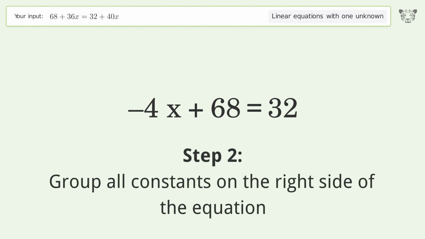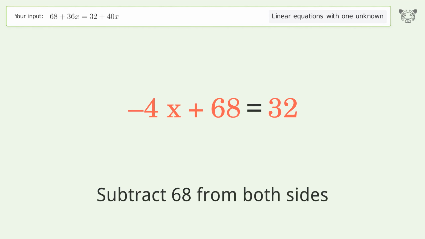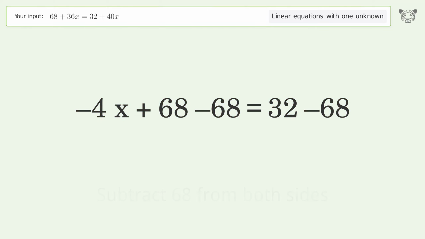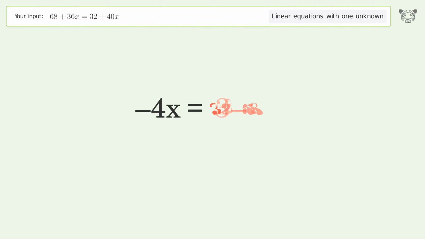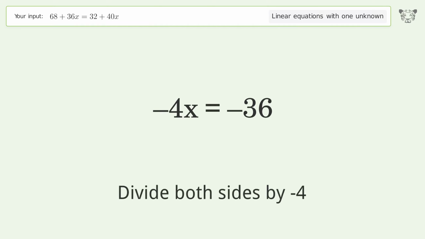Group all constants on the right side of the equation. Subtract 68 from both sides. Simplify the arithmetic. Isolate the x. Divide both sides by -4.